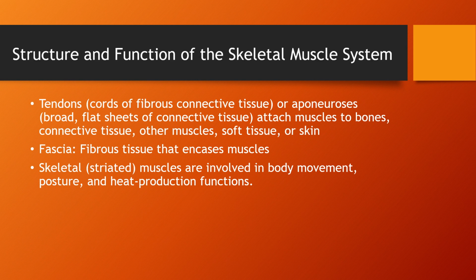And then some other items in our musculoskeletal system are the tendons. These attach muscles to bones, connective tissue, other muscles, soft tissue, or even skin. The fascia is a fibrous tissue that encases muscles. And then the skeletal or striated muscles are involved in body movement, posture, and heat production functions, as I mentioned earlier.